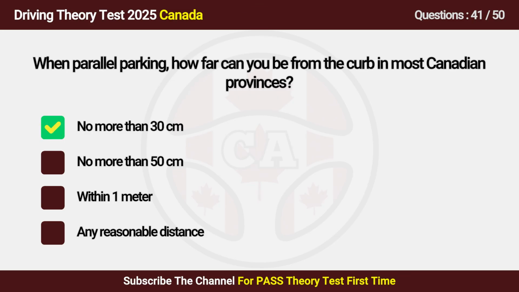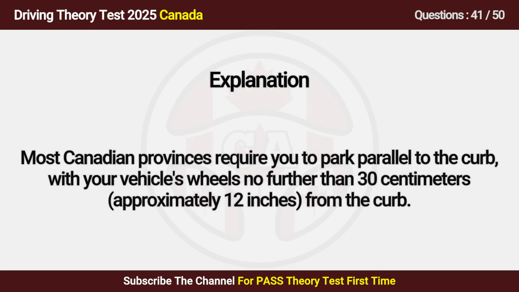Answer is A. No more than 30. Most Canadian provinces require you to park parallel to the curb, with your vehicle's wheels no further than 30 centimeters, approximately 12 inches from the curb.